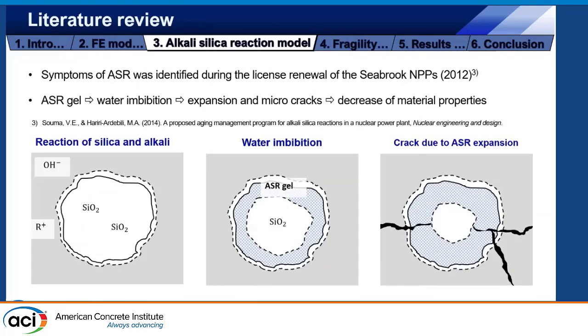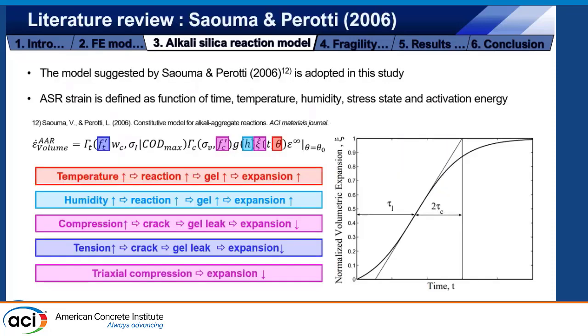Next is the Alkali-Silica reaction model. As aforementioned, the symptoms of Alkali-Silica reaction were first identified during the license renewal of the Seabrook plant around 2012. The Alkali-Silica reaction is the reaction between the siliceous aggregate and the alkali contents in the cement. It makes the Alkali-Silica reaction gel, which absorbs water, and this water imbibition results in expansion and microcracks. Finally, the concrete material properties decrease.